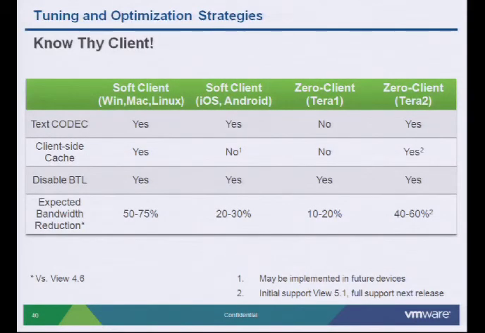The first thing to know is client choice definitely affects where you're going to be and what you can tune. It used to be in View 4.6, everything was kind of equal. When we went to View 5.0, we added three big features that had a pretty significant impact on bandwidth reduction: build to lossless, client-side cache, and a new text codec. You can see that the soft clients support everything: Windows, Mac, and Linux, great, you're covered.